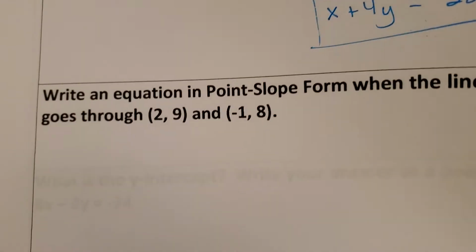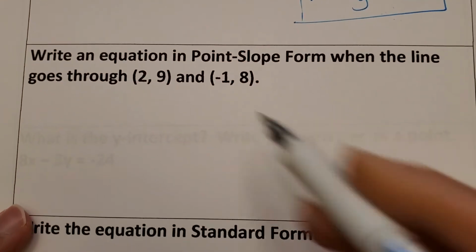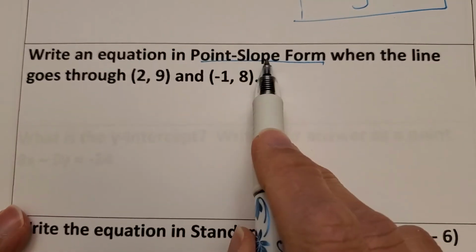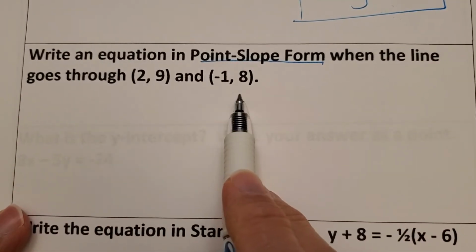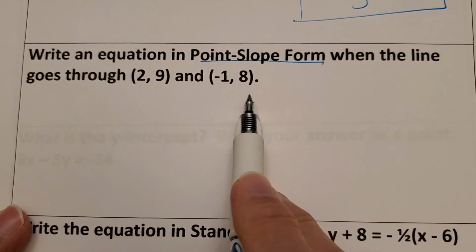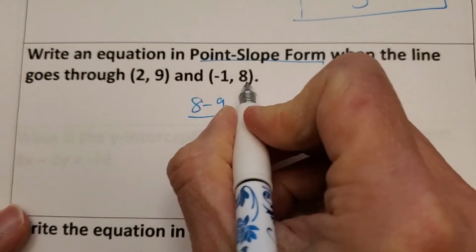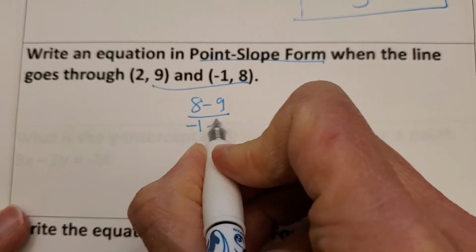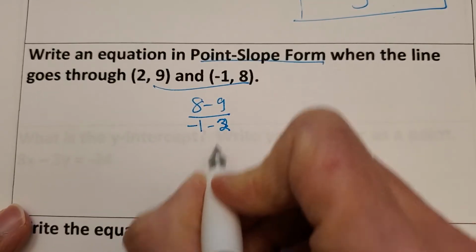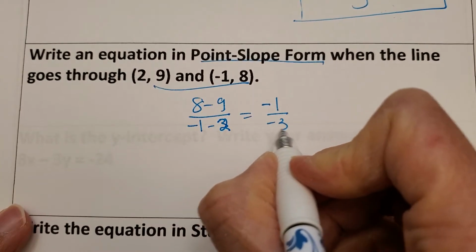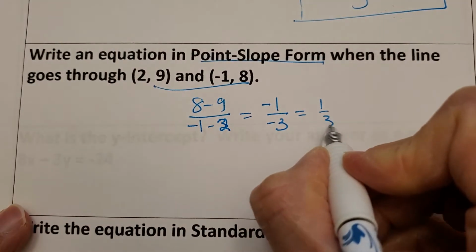All right. The next one, it says write an equation in point slope form. Well, that means I need a point and a slope. Well, I have 2 points. I'm going to have to choose one, but I need to find the slope. So I'm going to take 8 minus 9, and negative 1 minus 2. So that's negative 1 over negative 3, which equals 1/3.